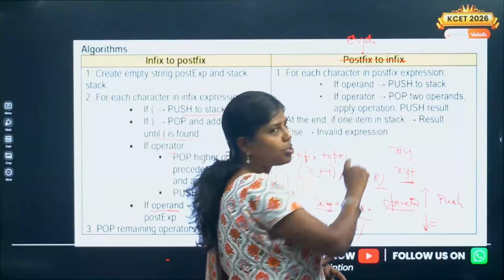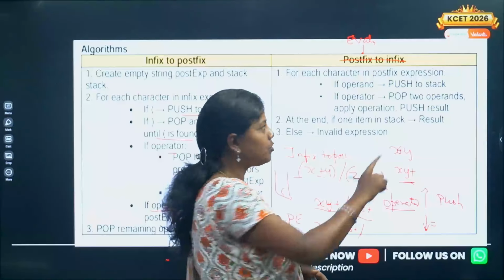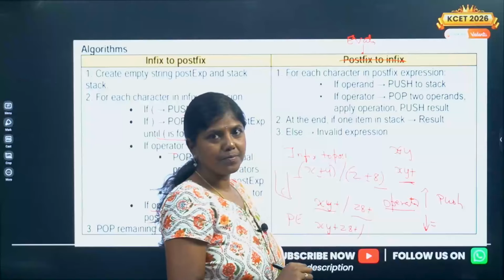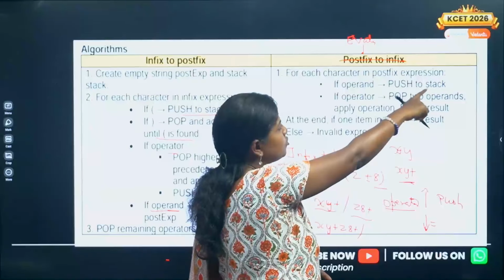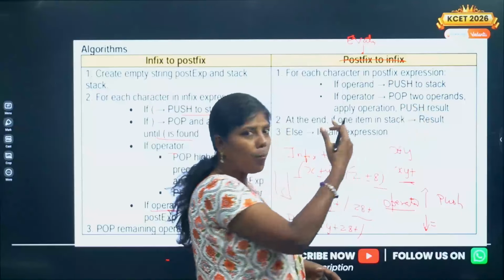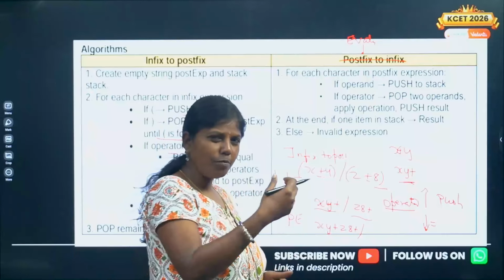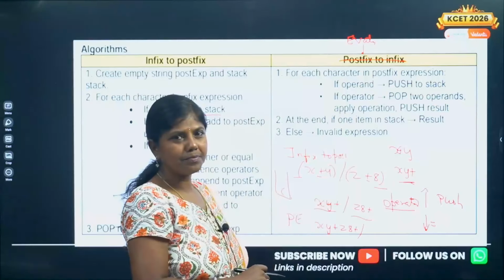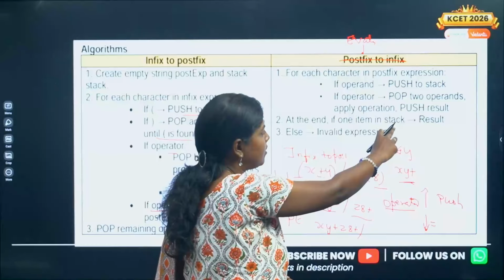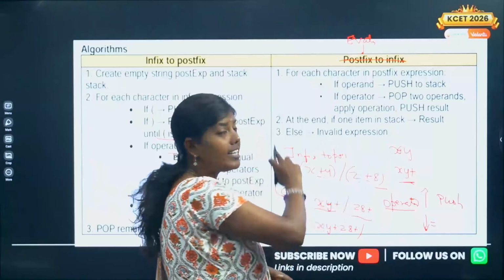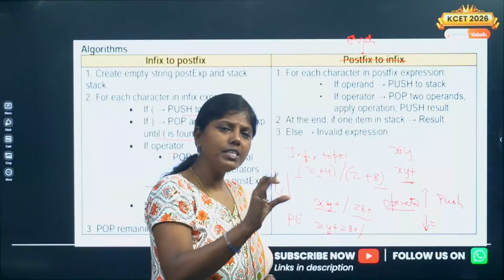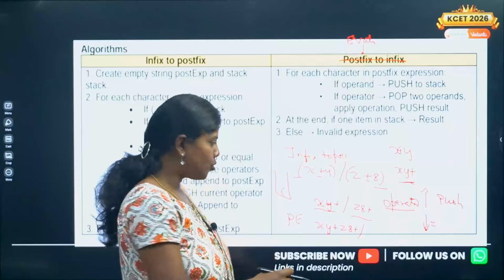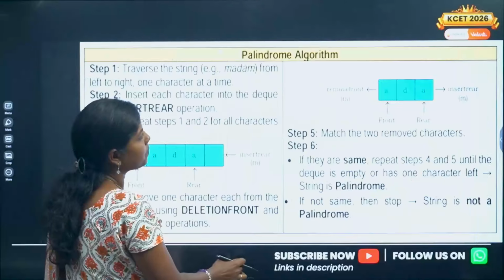Operand means you need to push to the stack. Operator means you need to pop two elements from the stack, perform the operation, and then push the result back to the stack. Is the point clear? At the end, if there is only one element in the stack, that will be the result; otherwise it is an invalid expression. I'll show you with an example so you'll be able to understand it better.